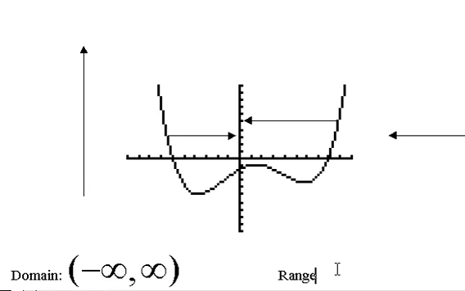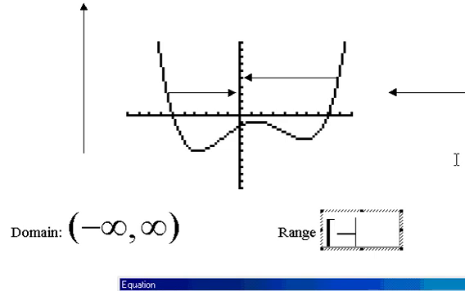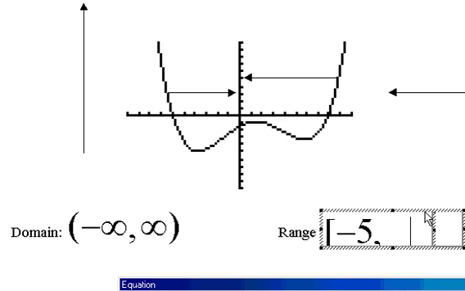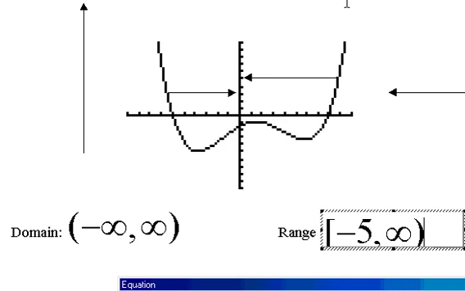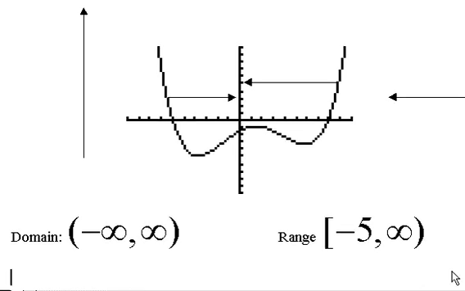So our range in interval notation, and we will include -5 because there is a point there. So -5 is the lowest y value. In infinity, it goes off to infinity. There's no high value because this keeps going on forever. So, hope this helps you how to find a domain and range just by looking at the graph.